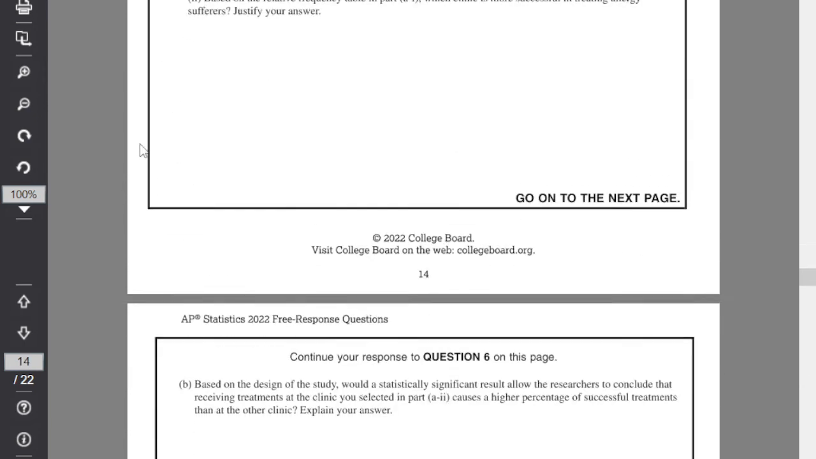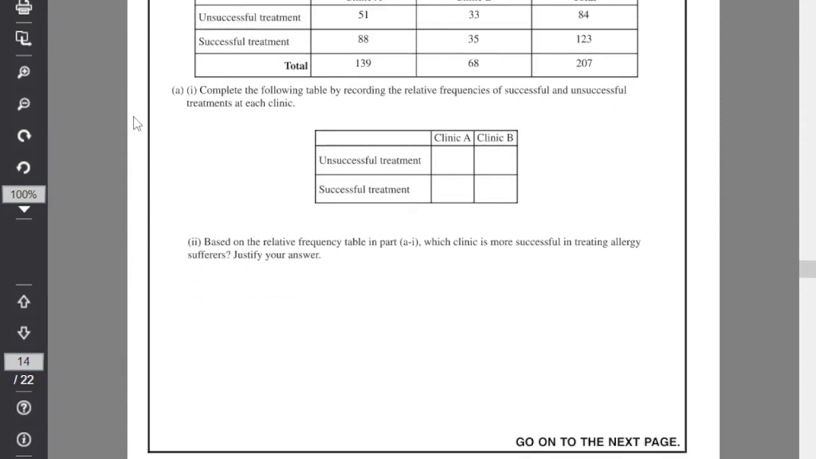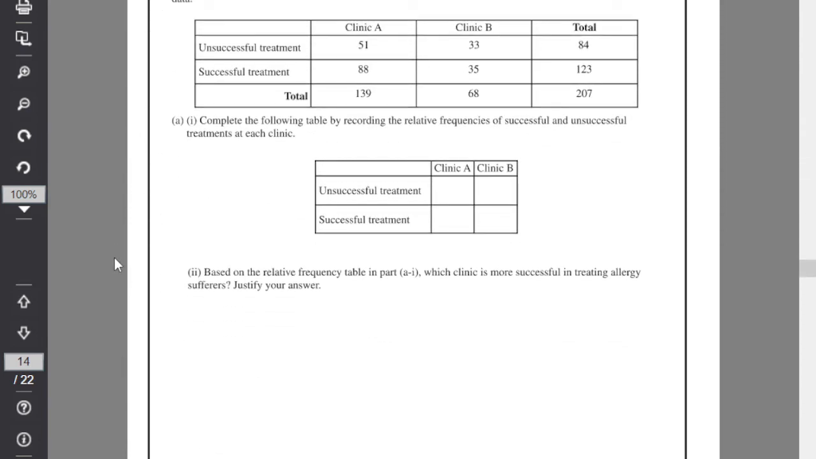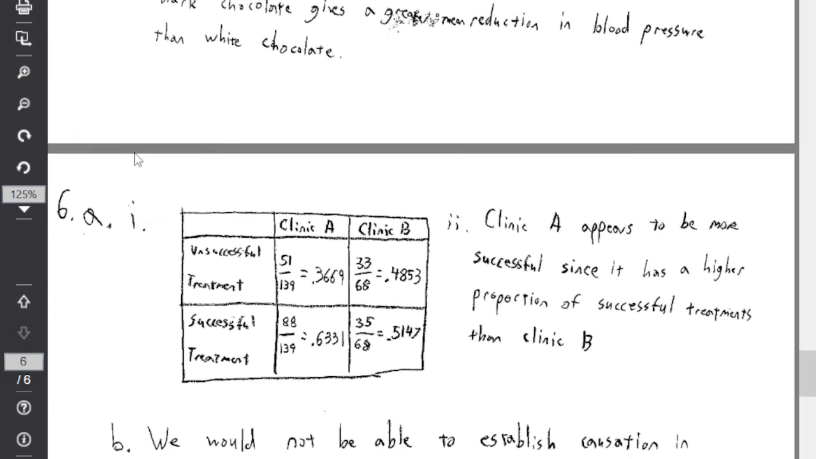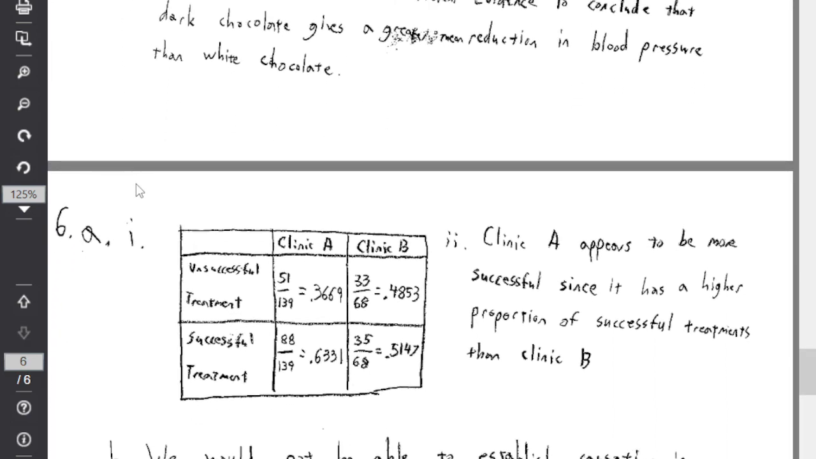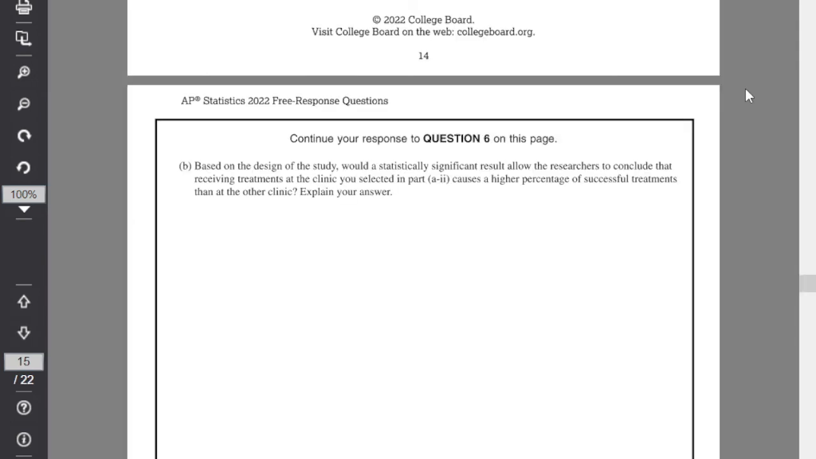So let's start with just plain old part A. To fill out this table, successful versus unsuccessful relative frequencies, we take these proportions. There's your proportions, successful and unsuccessful, in the table. Based on those proportions, clinic A appears to be more successful because a higher proportion of them were successful than clinic B. That's your part A.